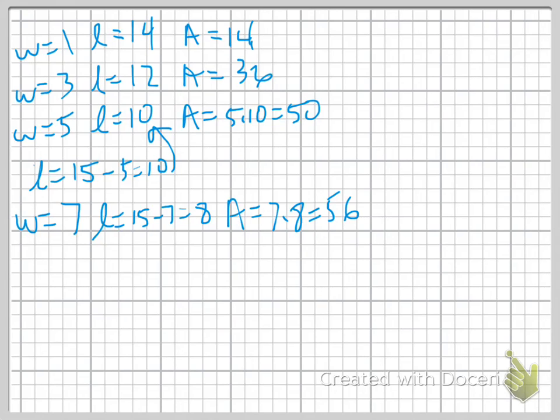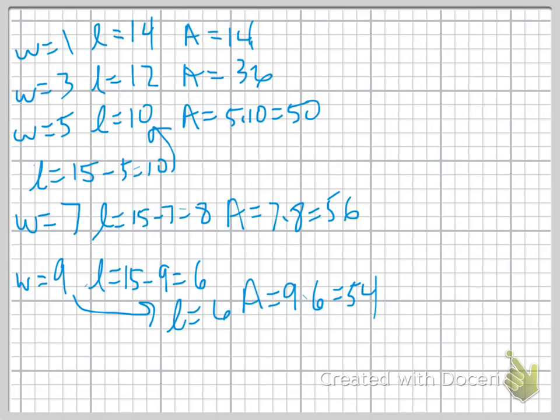Okay, so you'll see a pattern there, and so if I got 7 and 8, well, if I put width is 9, that means the length is going to be 15 minus 9, which is equal to 6. Okay, no problem there. Everything keeps dropping. So what's the area? It is 9 times 6, which is 54. Oh, the pattern was increasing. Now here the pattern decreased. Since the pattern decreased, I stop.